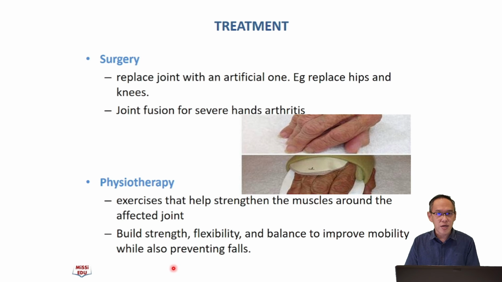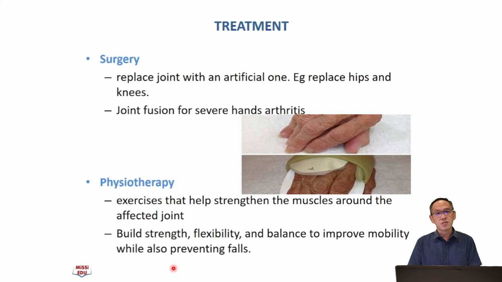In certain cases, we have to resort to surgery to replace the damaged joint with an artificial one. For example, we may replace the hips or sometimes replace the knee as well. And in severe cases over the hand joint area, for example, we have to perform a certain surgery called fusion of the severe hand arthritis. That means we no longer need the joint, we fuse it together so that there's no more joint space, no more ongoing inflammation, to reduce or to omit the pain totally for the patient.